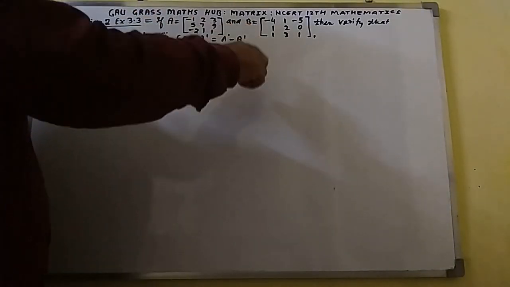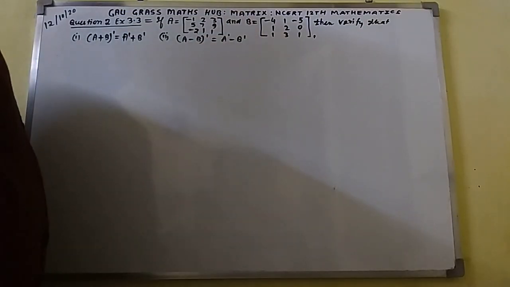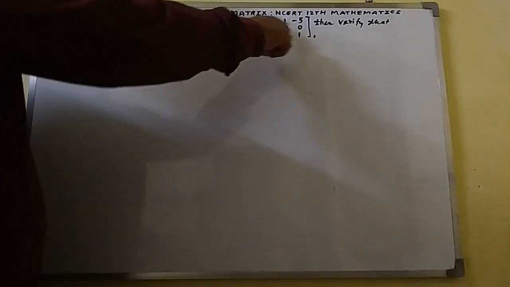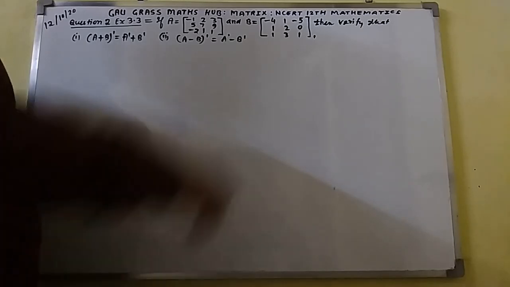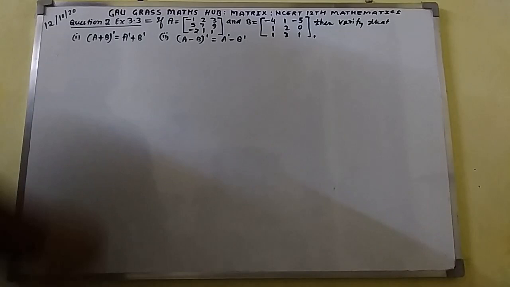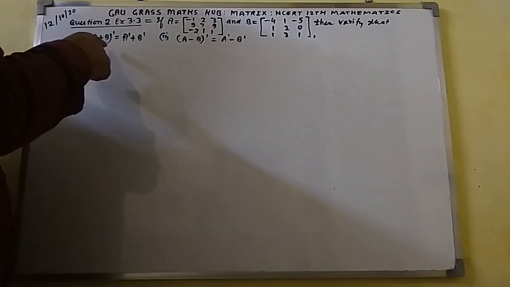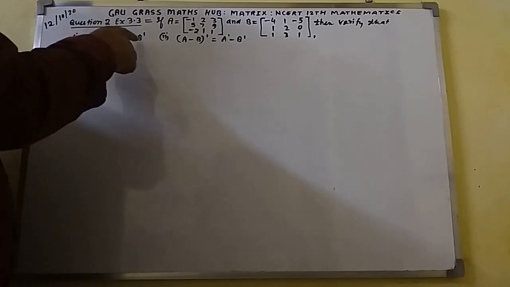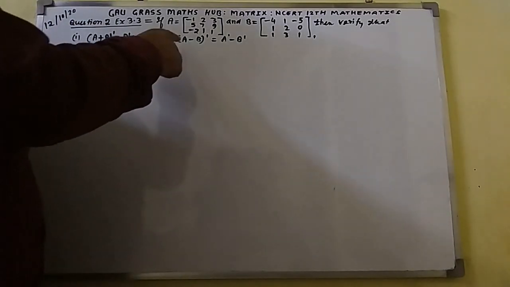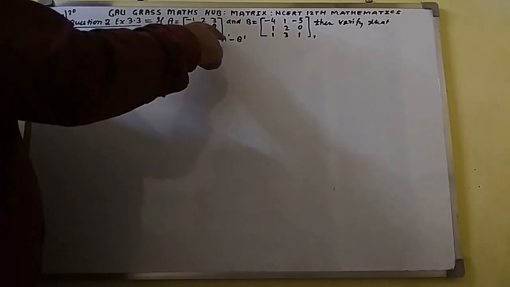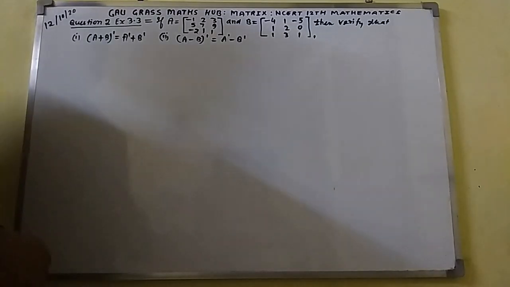And B equals the matrix with first row -4, 1, -5, second row 1, 2, 0, and third row 1, 3, 1. Then verify that: (1) (A plus B) dash equals A dash plus B dash; (2) (A minus B) dash equals A dash minus B dash. This is the question.